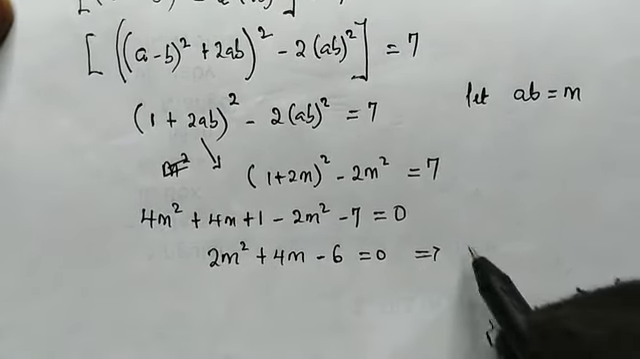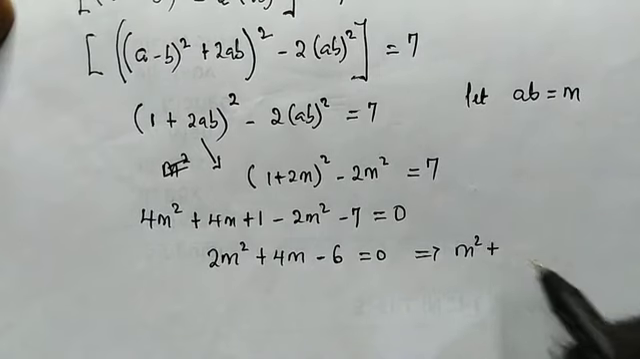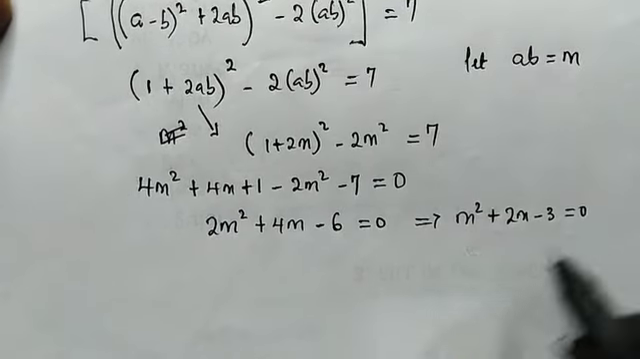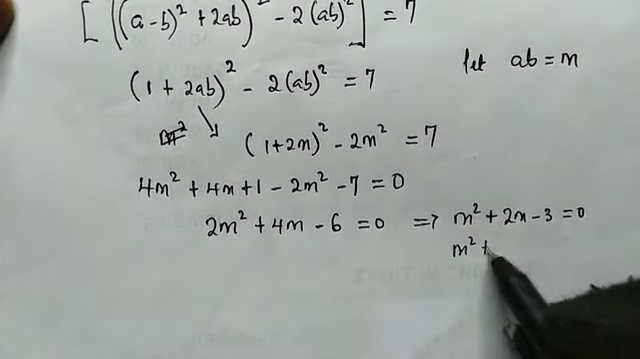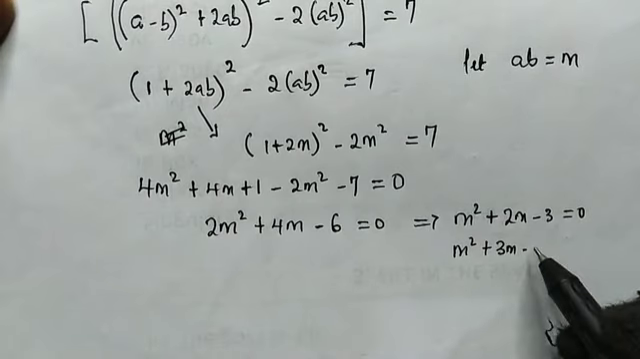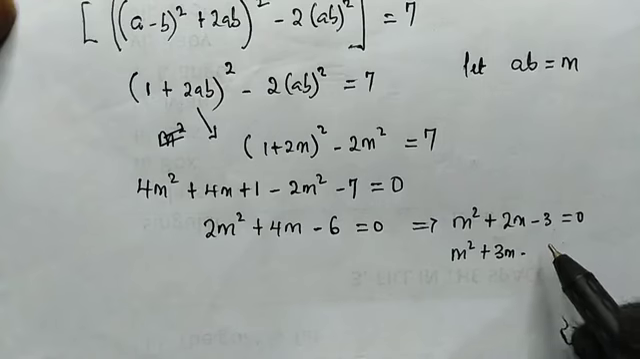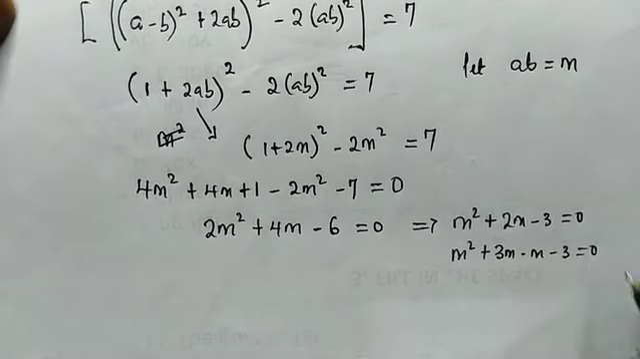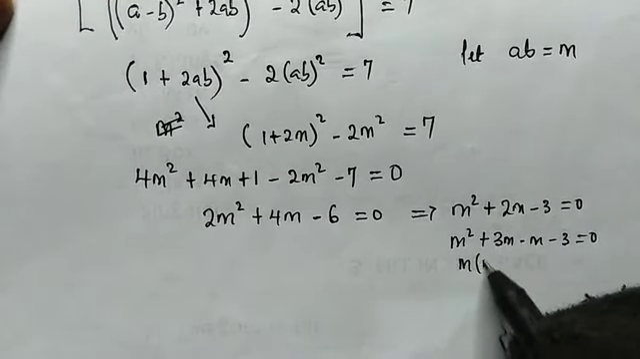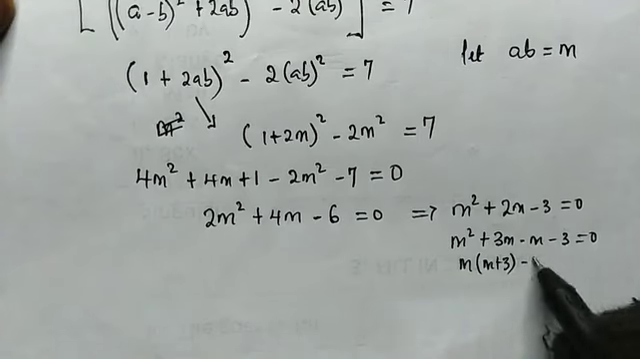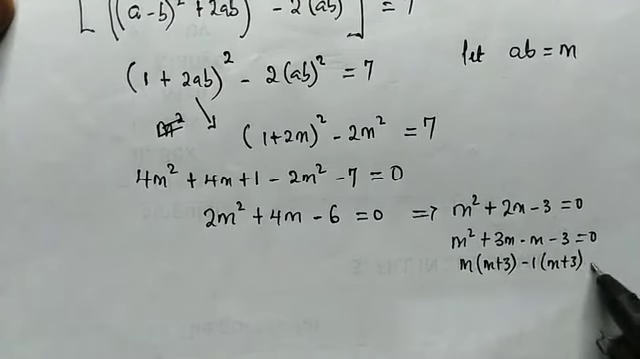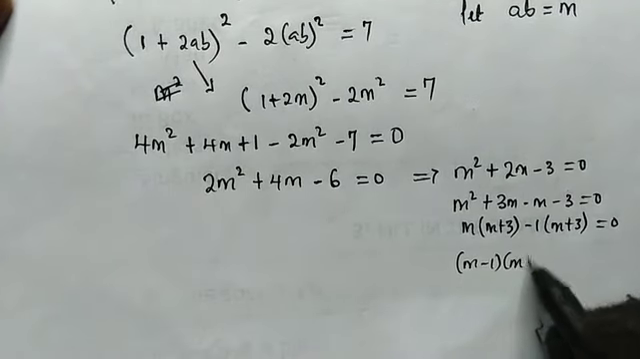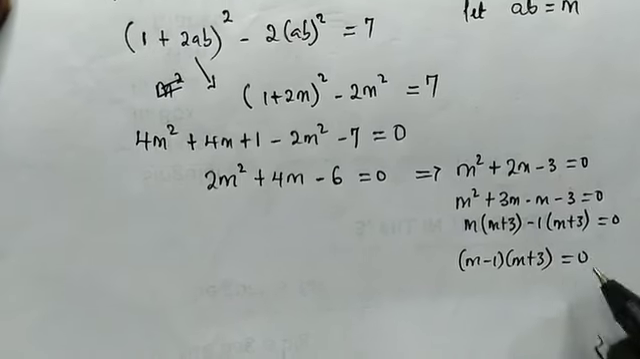Dividing throughout by 2, we get m squared plus 2m minus 3. This is equal to 0. Writing the equation as m squared plus 3m minus m. Is that 3m minus m? Yes. Then minus 3, this is equal to 0. Here m is common, so we get m times (m plus 3). Negative 1 is common here, we get (m plus 3). This is equal to 0. Factorizing, we get (m minus 1) into bracket (m plus 3). This is equal to 0.